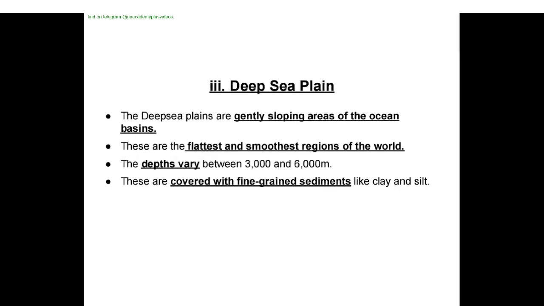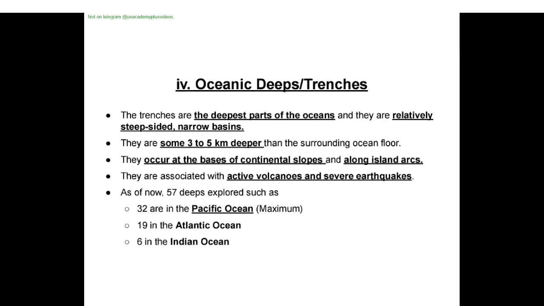Deep sea plain. The deep sea plains are gently sloping areas of the ocean basins. These are the flattest and the smoothest regions of the world. The depths vary between 3000 and 6000 meters. These are covered with fine-grained sediments like clay and silt.